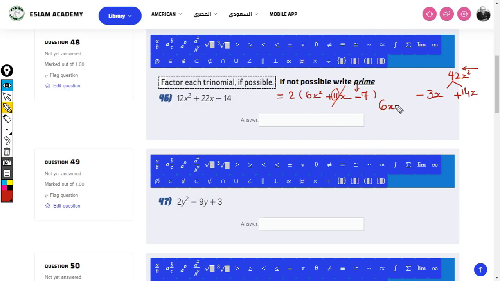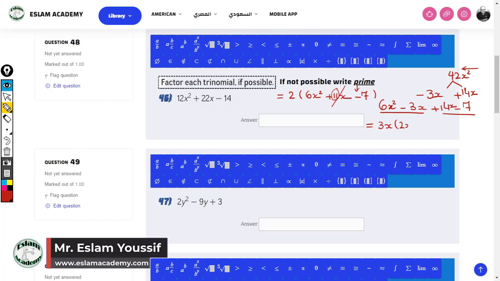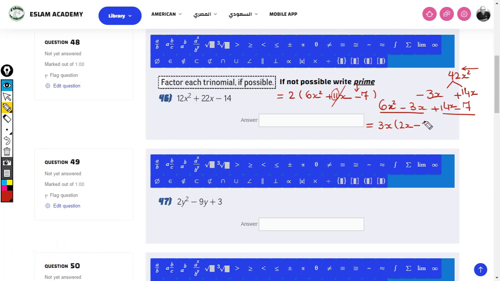So we have 6x² - 3x + 14x - 7. You will find that 3x is the common factor of the first group, and 7 is a common factor of the second group. So write 3x as the common factor. 6x² divided by 3x equals 2x. Negative divided by positive equals negative. 3x divided by 3x equals 1. In the second group we have 7 as a common factor. So 14x divided by 7 equals 2x. Negative divided by positive equals negative. 7 divided by 7 equals 1.